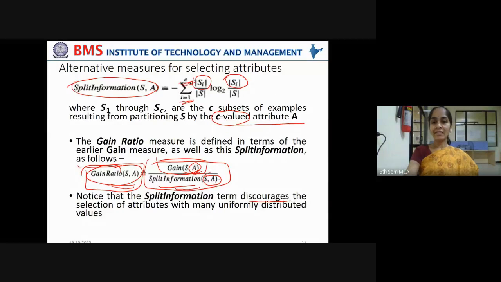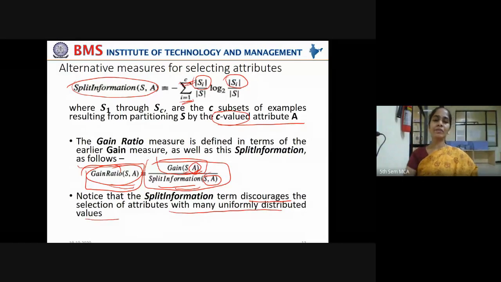Notice that the split information term discourages the selection of attributes with many uniformly distributed values. Discourages means as split information increases, the numerator reduces, meaning the information gain reduces. Date is giving uniformly distributed values. Split information of date will be higher. That will reduce the information gain with date. So you can easily decide that date is not a good split point, though it is giving perfect classification.